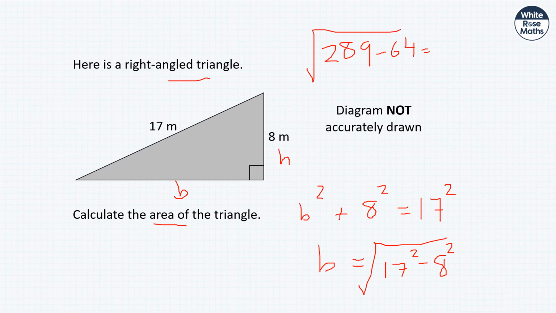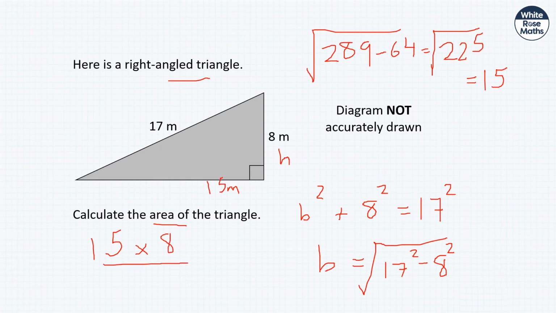So that'll be the square root of 225, which will equal 15, guys. So the base is equal to 15 meters. I can now use the formula base times height divided by 2, if it's a right angle triangle, remember. So 15 times 8 divided by 2.